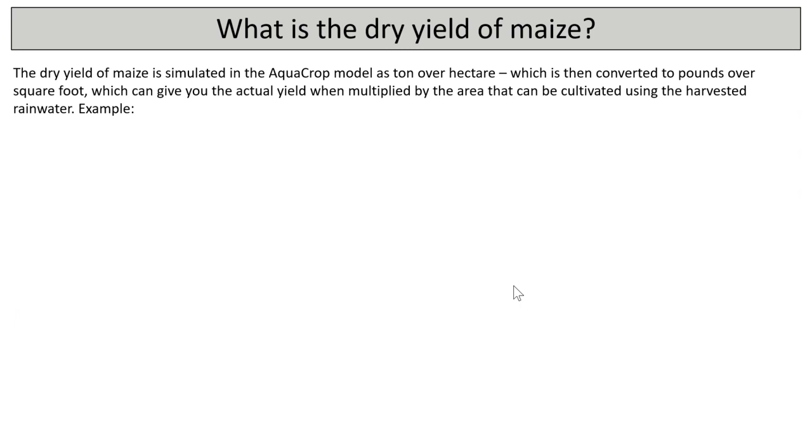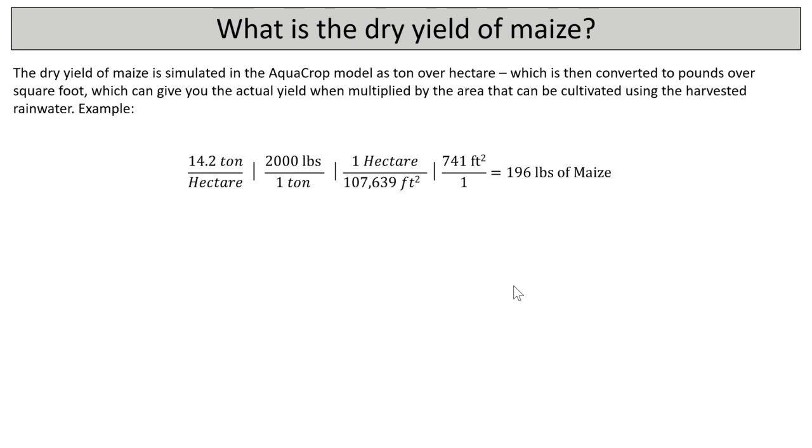So now that we determined what the area that can be cultivated is, we also would like to know how much that area is going to yield for the crop to be harvested. The dry yield of corn is simulated in the AquaCrop model in tons per hectare. The reason for this is that the AquaCrop model tends to do a lot of its calculations in the metric system. But if you want to convert the units from metric to English, we will have to convert to pounds per square feet. This will then give us the actual yield when we multiply by the area that can be cultivated solely using the harvested rainwater.